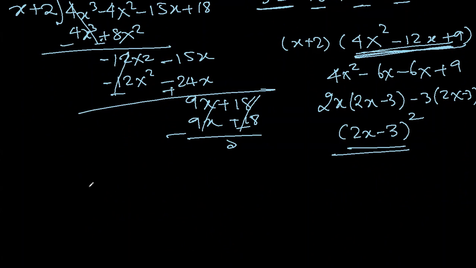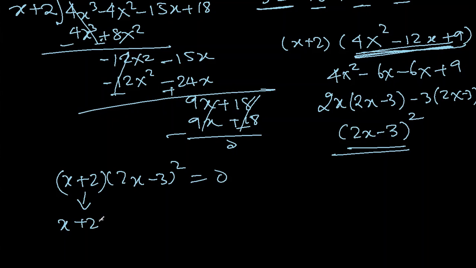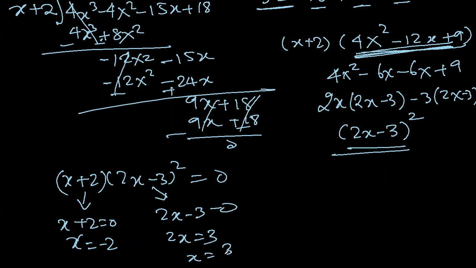That's why this was out of it. So the final equation we got was (x plus 2)(2x minus 3) squared equal to 0. This gives us x plus 2 equal to 0, already known to us, x equal to minus 2. This gives us 2x minus 3 equal to 0, which is 2x equal to 3, x is equal to 3 over 2. These are the two solutions.